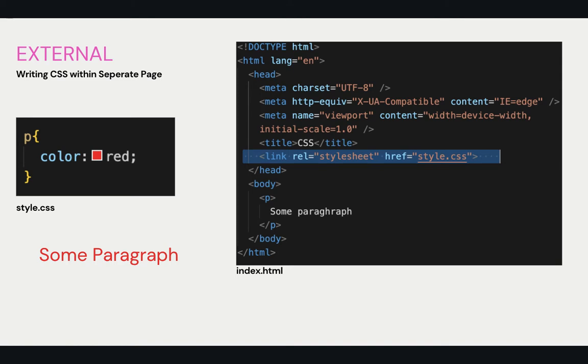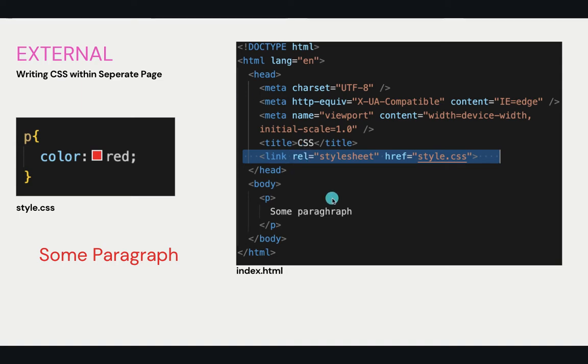In external CSS, we create a separate page to write your CSS. In our example, we have created one file, style.css. In that style.css, we have a paragraph selector and the color property as red. It means that you are applying a red color to the paragraph. And now we have a separate index.html page where you write your HTML code, and in that HTML page we have a paragraph with some text, and we want to include this style.css file, which is a separate file, into your HTML page.